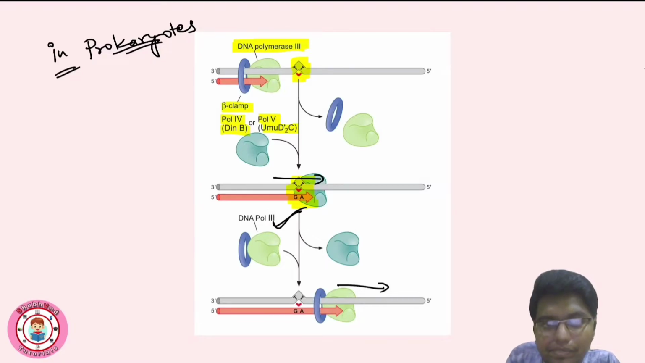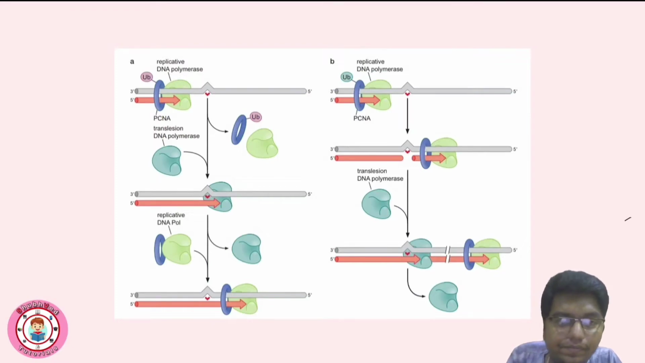Now let's see in eukaryotes. In eukaryotes, there are basically two models.